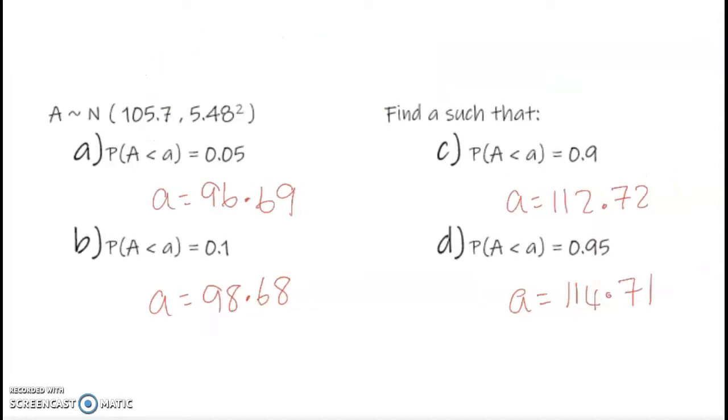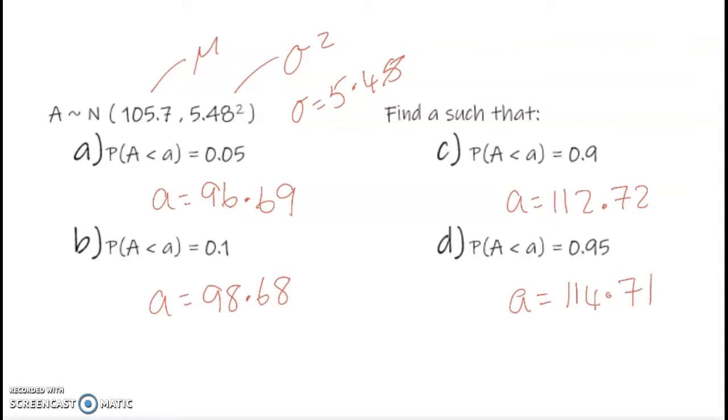And if you've got this far, the answers to the last question, the A's, my mu again is 105.7. My variance, my sigma squared, is 5.48. So the variance is 5.48. Don't square root that one. And then just changing the area to 96.69, 98.68, 112.72 and 114.71.